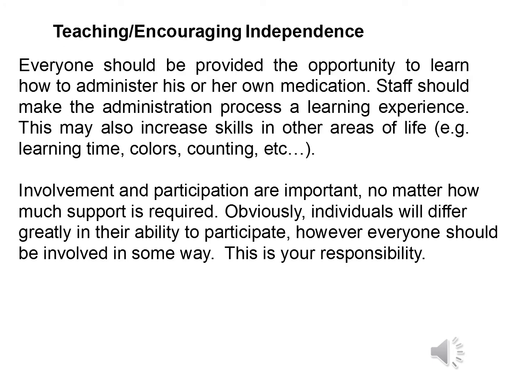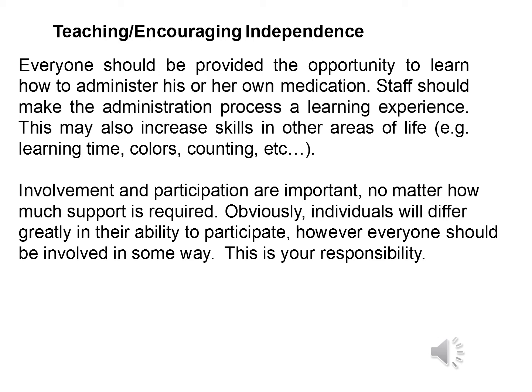Teaching and encouraging independence. Everyone should be provided the opportunity to learn how to administer his or her own medication. Staff should make the administration process a learning experience. This may also increase skills in other areas of life, example learning time, colors, counting, etc. Involvement and participation are important, no matter how much support is required.